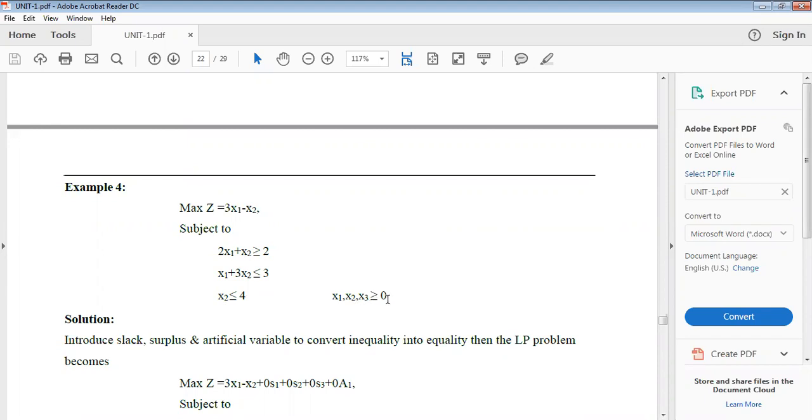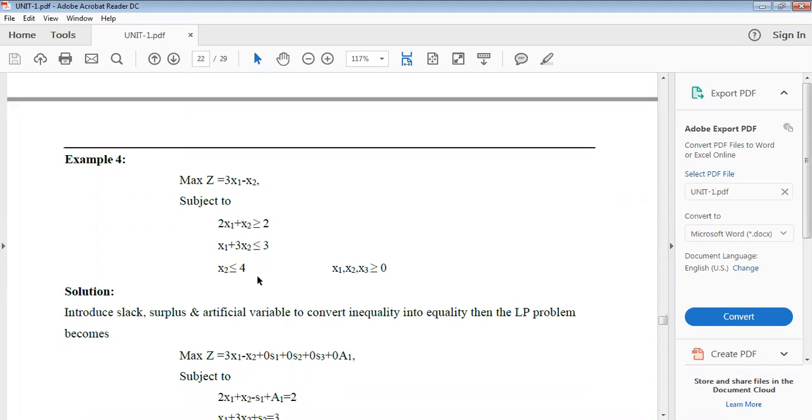And x1, x2 greater than or equal to 0. So he has given, introducing slack variables, surplus variables, and artificial variables to convert inequality into equality, then the LP problem becomes... Slack variables: when a less than sign exists, you are going to add the slack variable. When a greater than sign exists, a surplus variable along with an artificial variable are to be added.